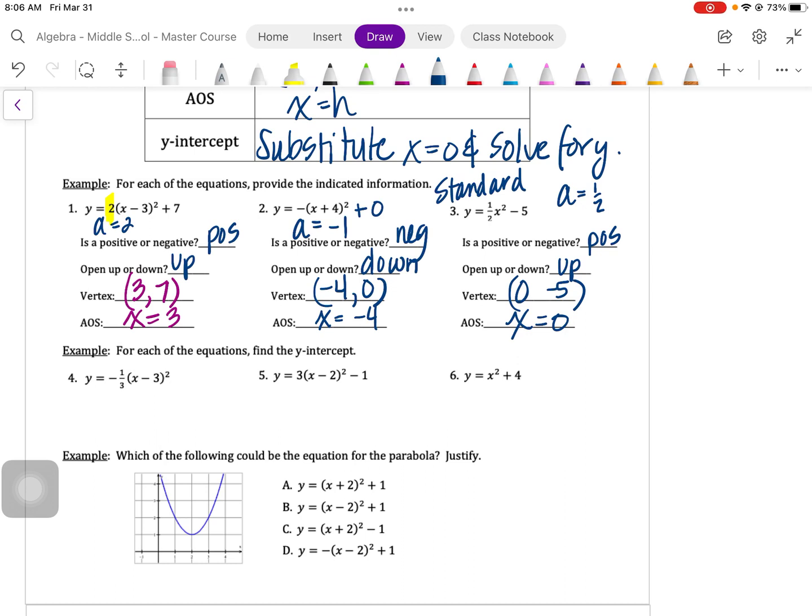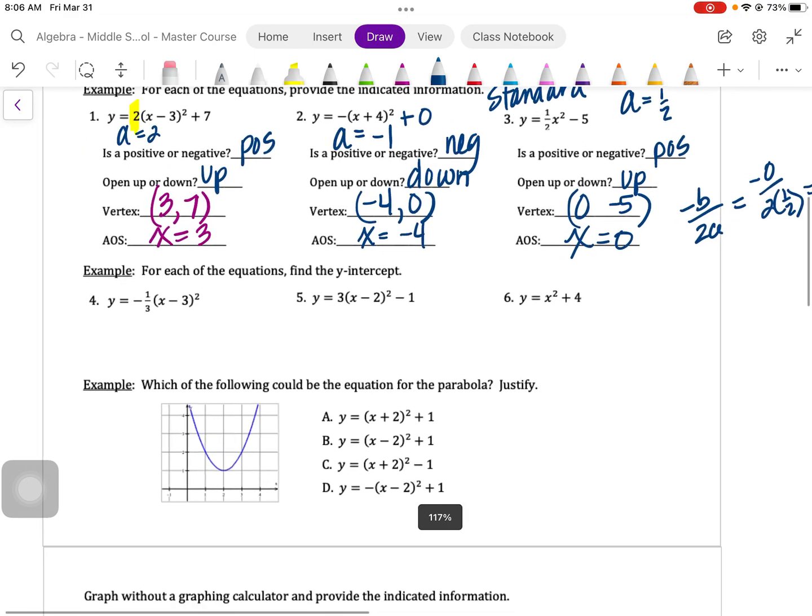No, I'm sorry about that. It's negative b over 2a. Okay, so our b, there is no b value in here, so b would be 0. 0 divided by 2 times a half is just 0. So that's how I know that my x value of my vertex is 0. And then when I plug in 0 in place of x and solve for y, I get negative 5. Okay, so negative b over 2a is negative 0 over 2 times 1/2, which is just 0. All right, sorry about that.